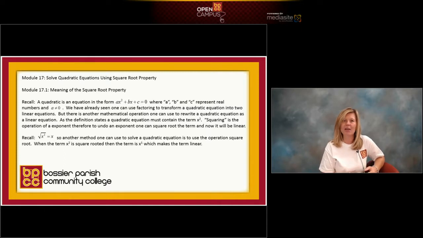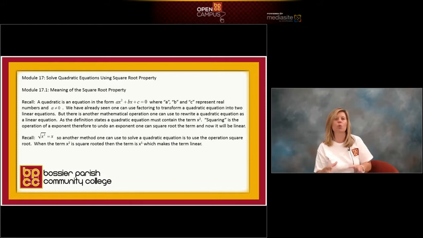So another method used to solve quadratic equations is applying the square root property. Because we all know if we had the squared term, x squared, and we square rooted it, we would get x. And if we get just x, that's understood to be the first power, which means our variable is no longer quadratic, it would be linear. So that's what Module 17 is all about.